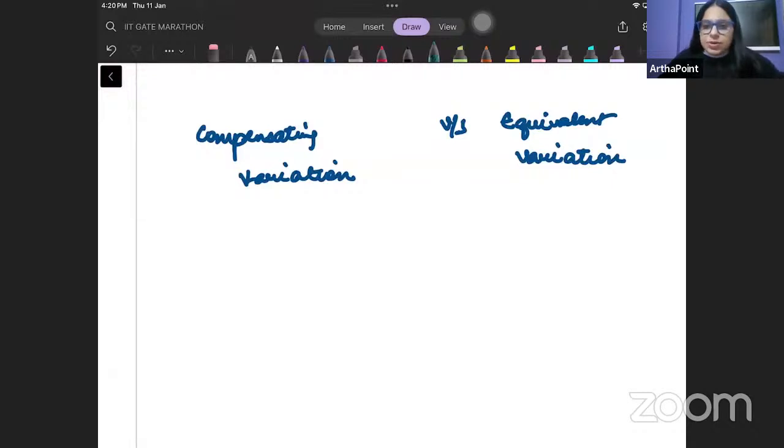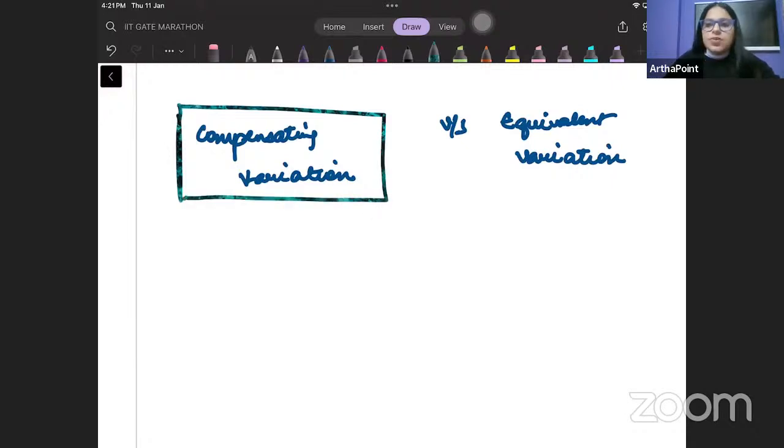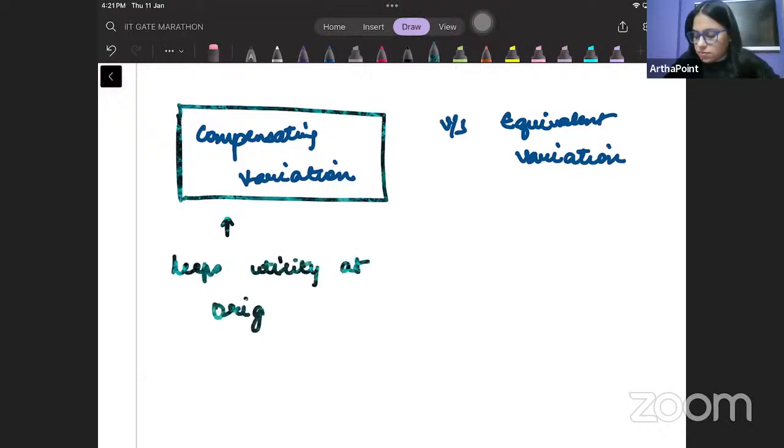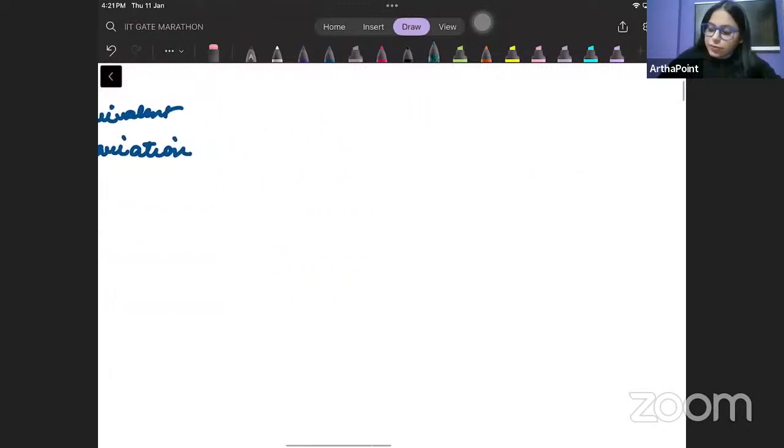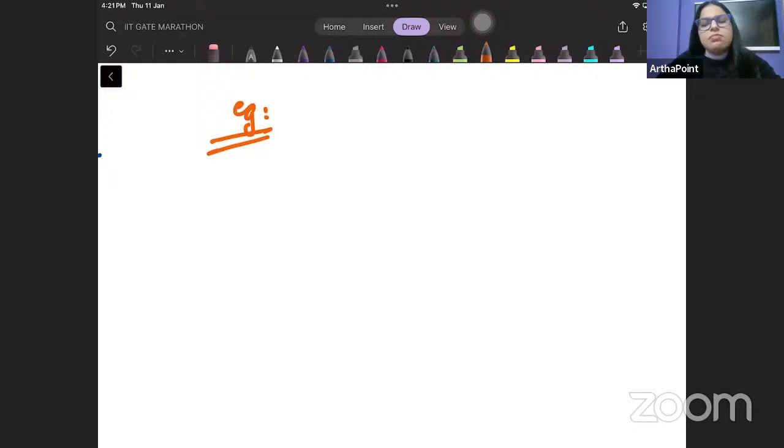In very, very simple terms, ध्यान से समझ लेते हैं एक बारी बेटा. Compensating variation keeps utility at original level. Just for example, I have given this example multiple times in live class. There is this individual.